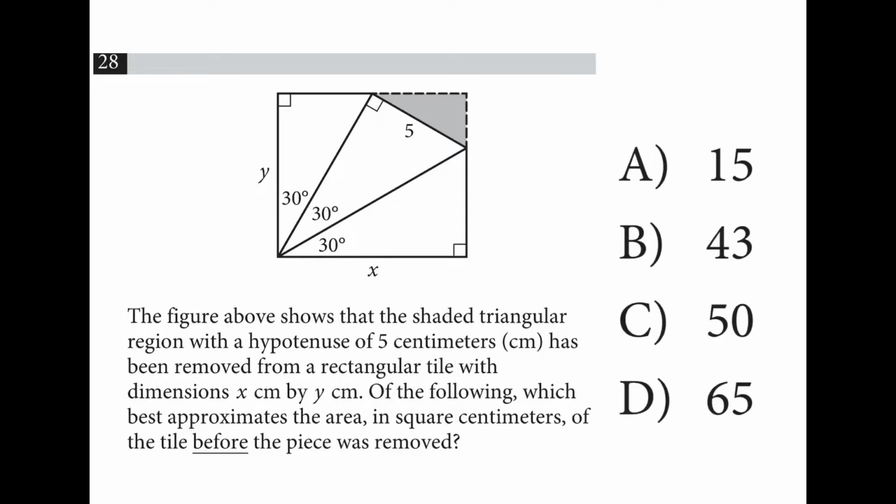So there's a right triangle here in the middle. I'm given 30 and 90, so this one has to be 60. If across from 30 is 5, across from 90 is 10, across from 60 is 5 root 3.